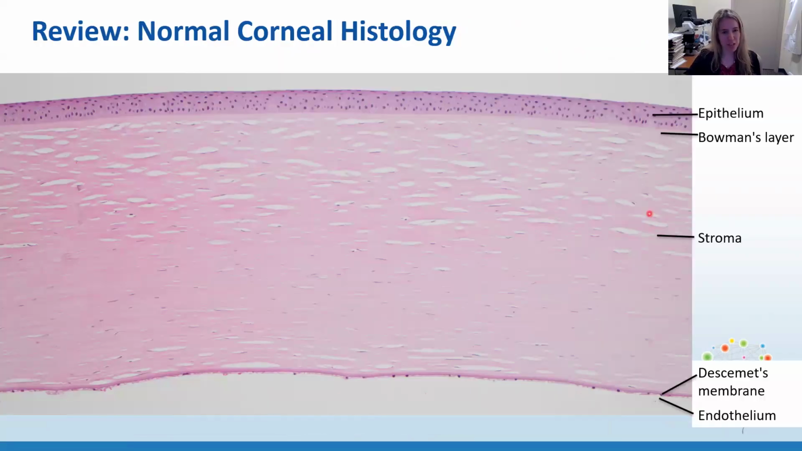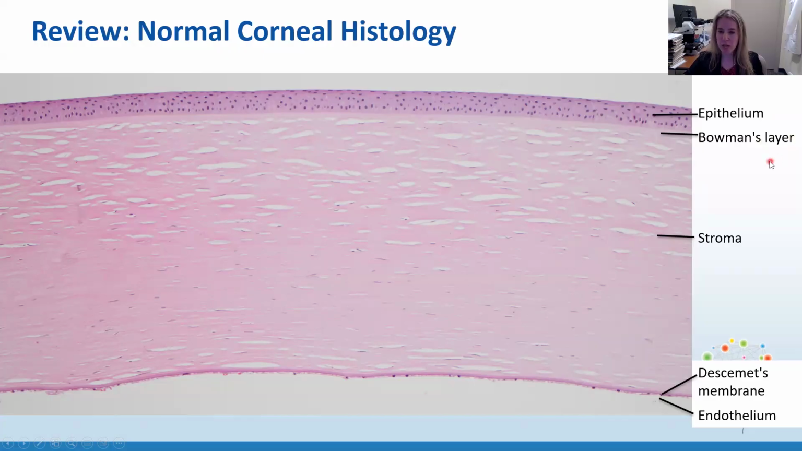Before we look at the actual case, I wanted to review some normal corneal histology with you. So the cornea, as you may recall, is the front part of the eyeball. It's clear and allows light to go through and helps with refracting and focusing light. And it is composed of an epithelium on the surface. You have these basal epithelial cells, then wing cells above them, and then a layer of more flat squamous cells on top. Below the epithelium is Bowman's layer.